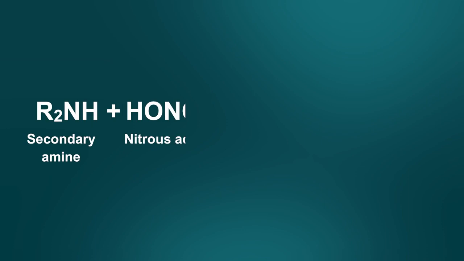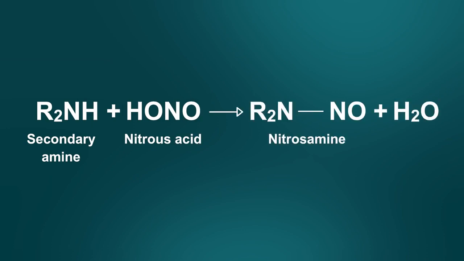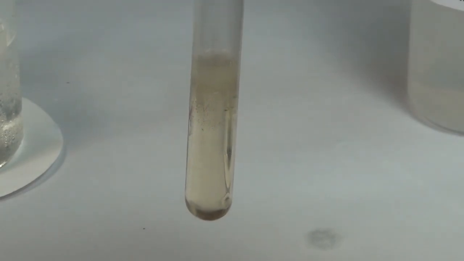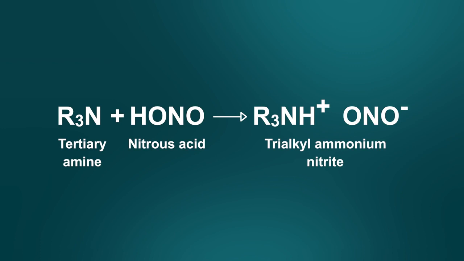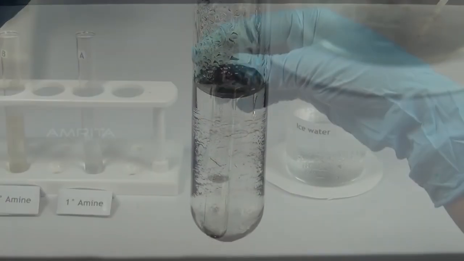In test tube B, secondary amine reacts with nitrous acid to form a yellow oily layer of nitrosamine. In test tube C, tertiary amine reacts with nitrous acid to form soluble nitrite salts.